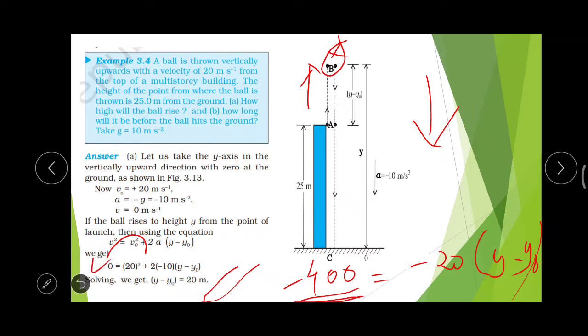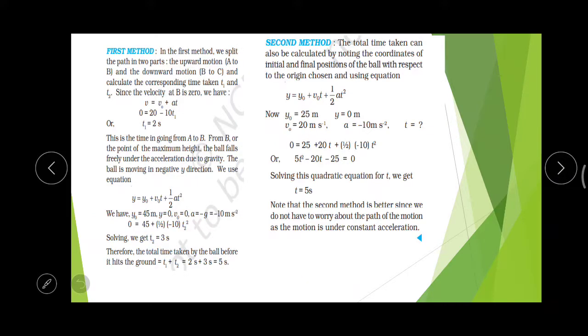Now come to the next part of this question, that is, how long will it take before the ball hits the ground? How much time will it take for the ball to reach the ground? That is the next section of this question. For that, it's explained very well in the textbook, in the example. Two methods you can use.